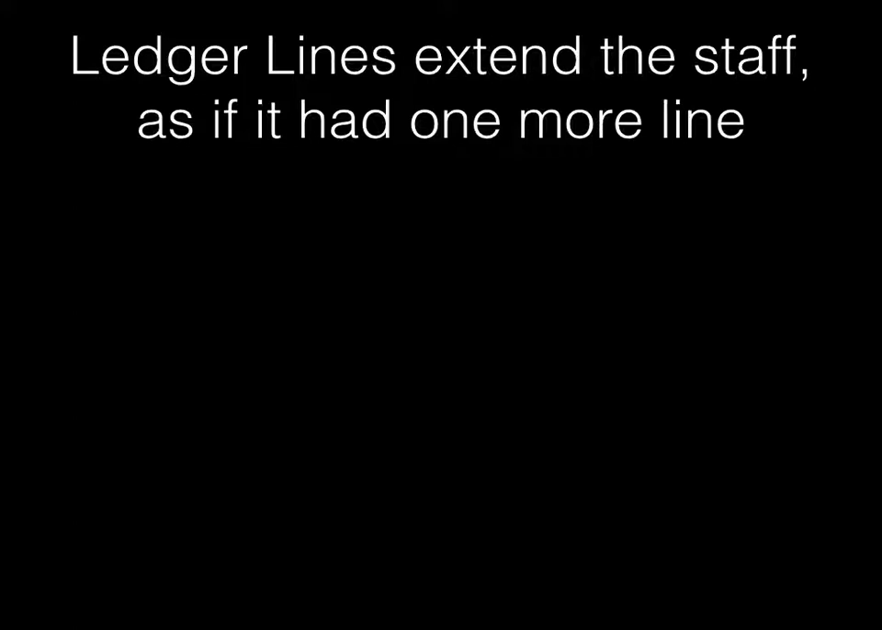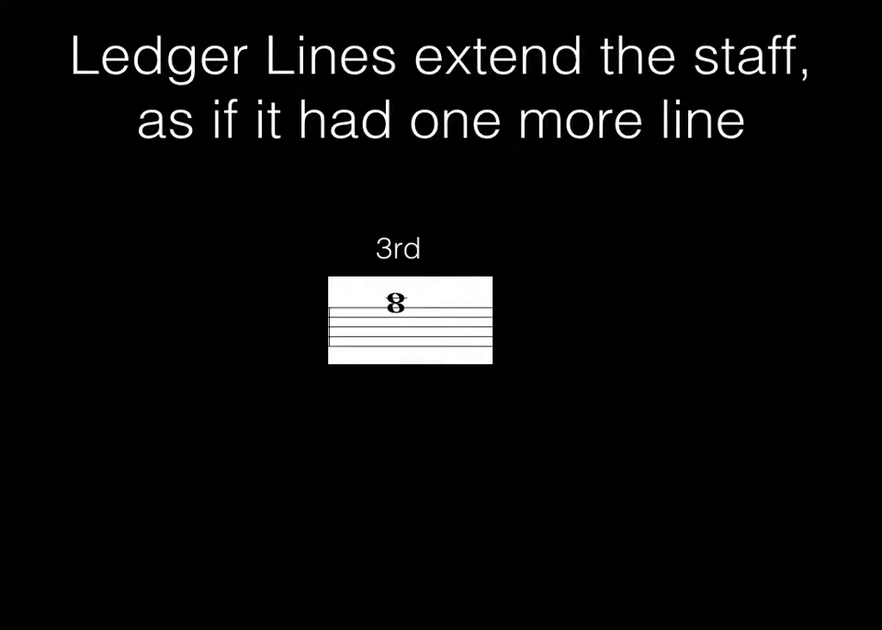And then another concept that we could bring to this is the ledger line. Ledger lines extend the staff as if it had one more line. So if you're at the top of your staff but you want to write a third above it, you would write another line and then put a note head on there. And that would be a third.